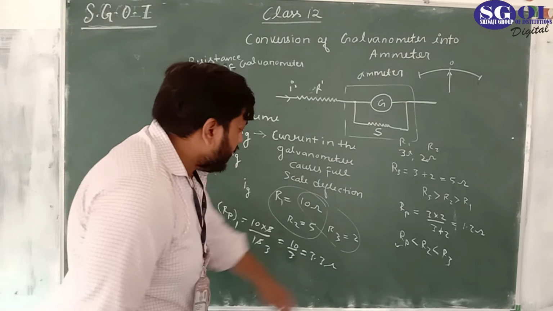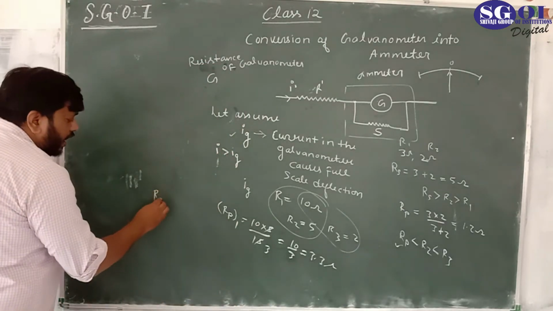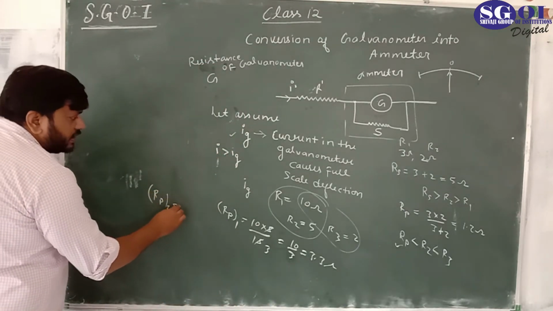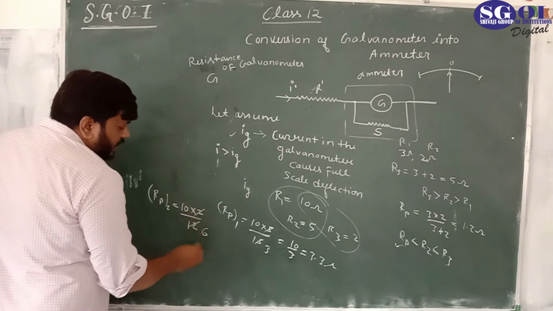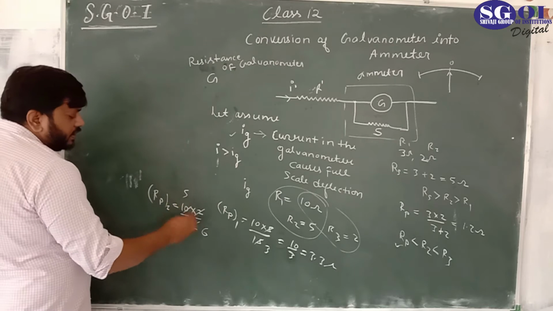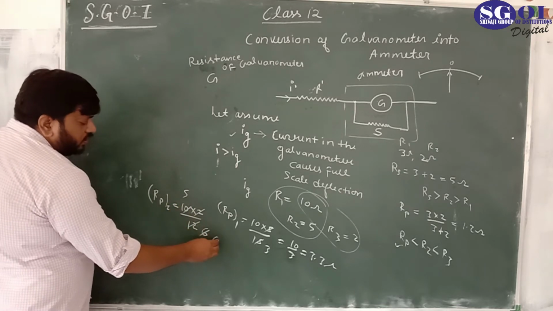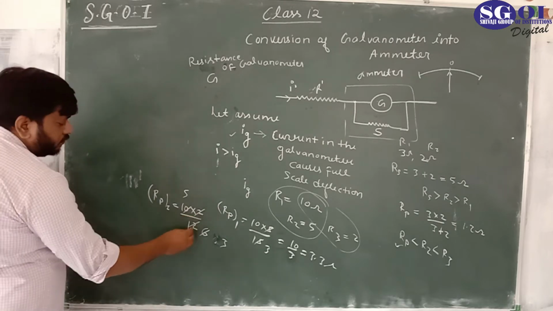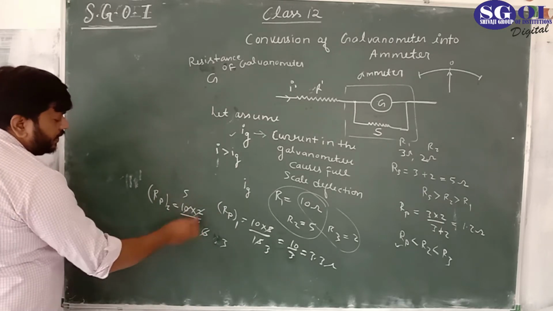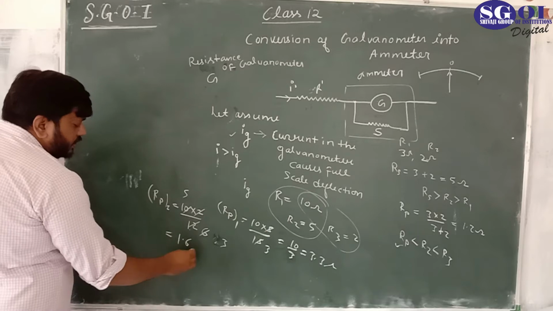Now for the 2 ohm resistance, RP for the second case is 10 into 2 upon 12. So this is 2 sixes are 12, 2 fives are 10, 2 threes are 6, this is 5 by 3, and 5 by 3 is 1.6 ohm.